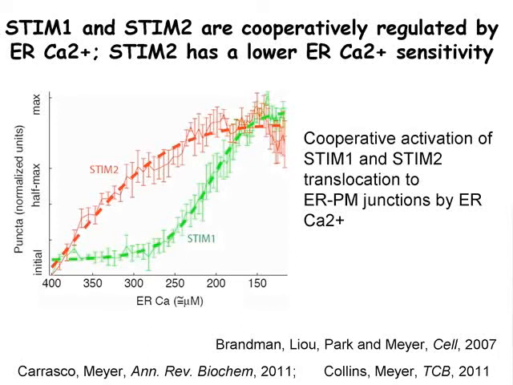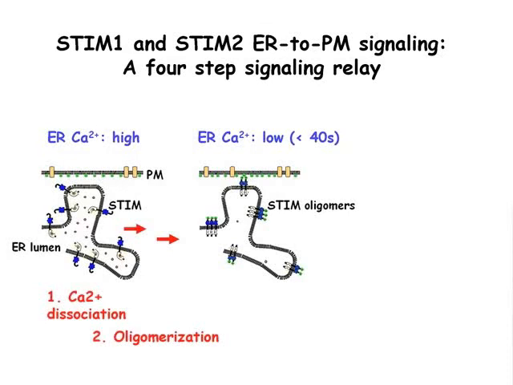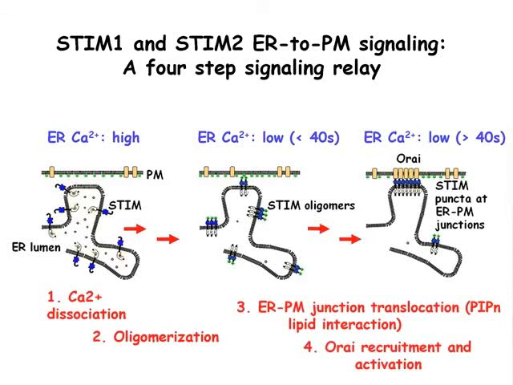So just to finish up, this led basically to the model that calcium dissociation from a calcium binding site in the luminal side of STIM leads to oligomerization, that this oligomerization then creates an entity that can bind to the plasma membrane. We could actually show that this is likely PIP lipids because it involves the polybasic region, and this then causes the recruitment and activation of ORAI, these calcium channels that then let calcium into cells.